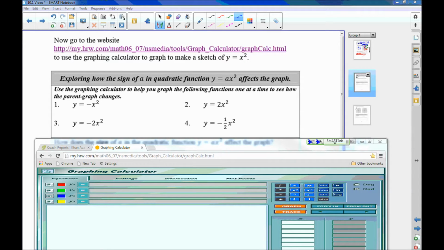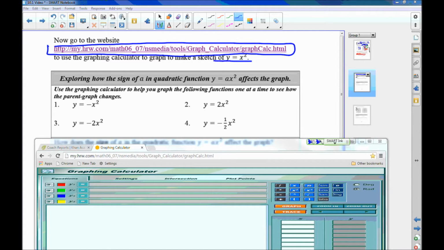On page 2, the directions say to go to this website, so you can type in this web address. Okay. And we're going to make a sketch of y equals x squared. This is an online graphing calculator. Of course, if you have your own graphing calculator, you can use that instead.